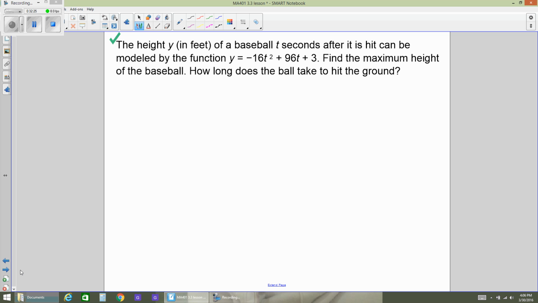Okay, the height, y, in feet of a baseball t seconds after it is hit can be modeled by the function y equals negative 16t squared plus 96t plus 3. Find the maximum height of the baseball. How long does it take to hit the ground? Okay, well here's what I know. The height is in feet. T is seconds, so this is time in seconds. And it's probably going to look something like this. That's just my sketch. But for sure the negative 16 is telling me it opens downward.